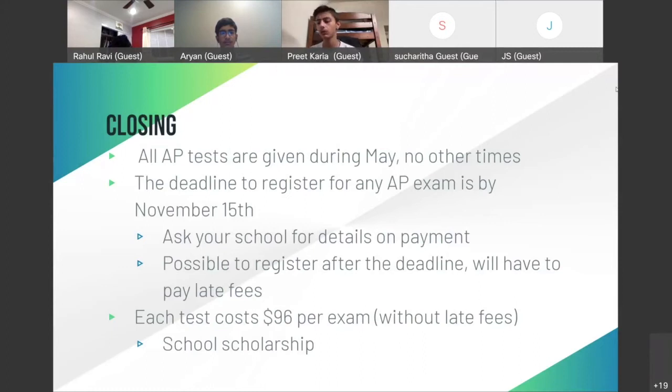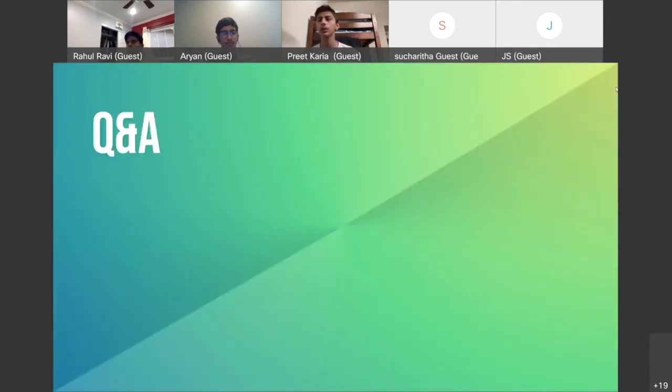So if you do register afterwards, you'll have to pay late fees, and after a certain time, you cannot cancel a registration without paying fees. Each test costs $96 per exam, but for FUSD, it's $115 for all AP exams. This is without late fees, and that's considering the school scholarship. Otherwise, it'd be $115. And now I think we can move on to our Q&A.